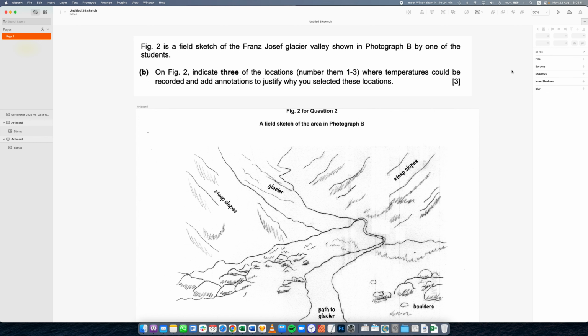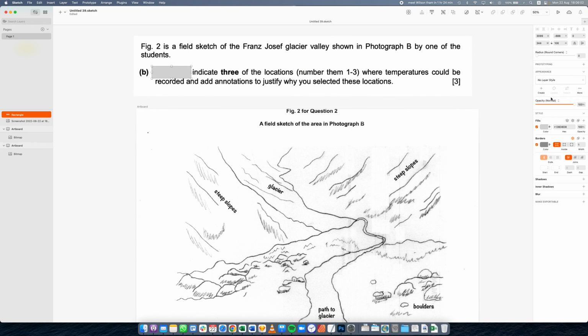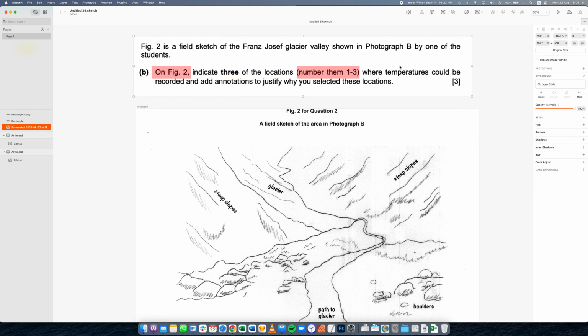Question B, same issue. A lot of you are not reading the question properly. Firstly, you need to indicate on figure 2. Come on. Some of you wrote it as a separate answer for me. Why are you wasting marks unnecessarily? Next, you're supposed to indicate 3 locations and number them 1 to 3. Why is it that people don't label them 1 to 3?